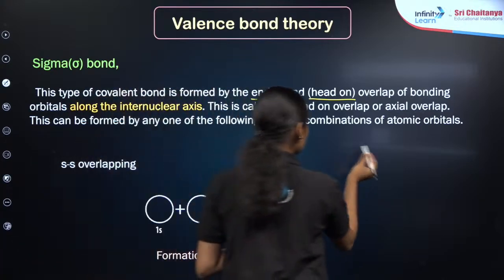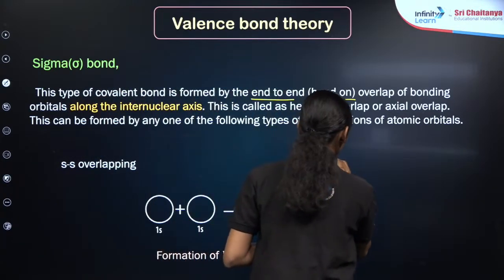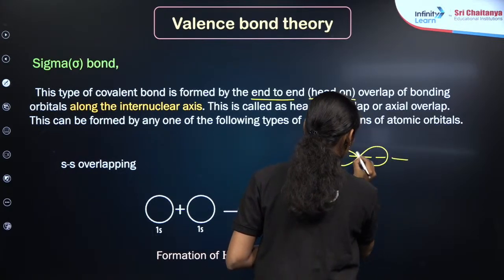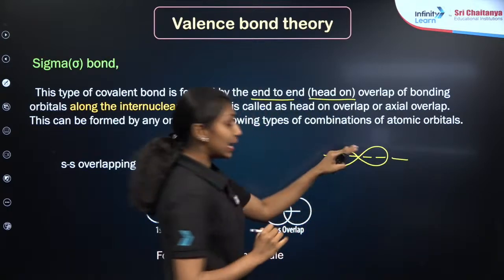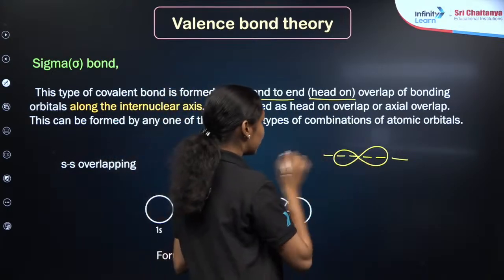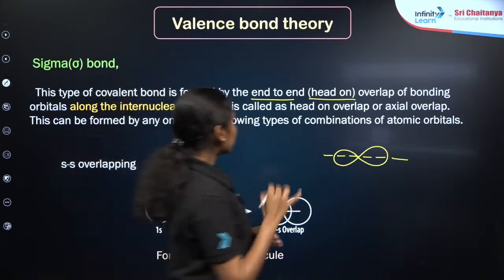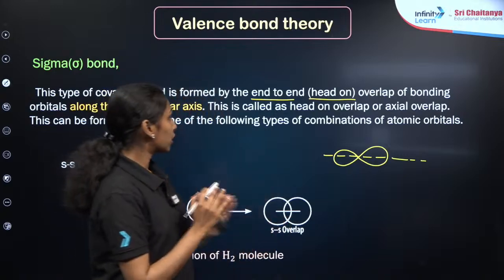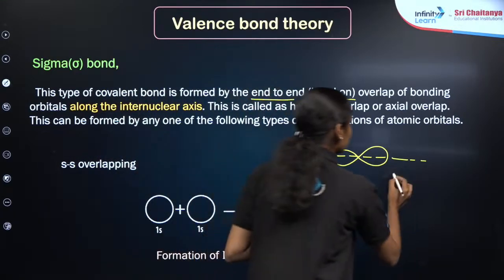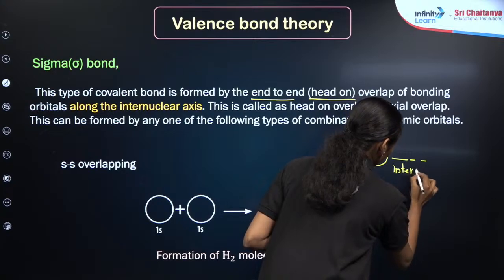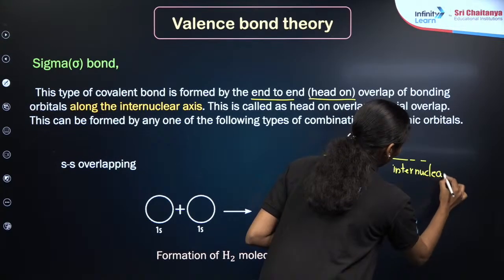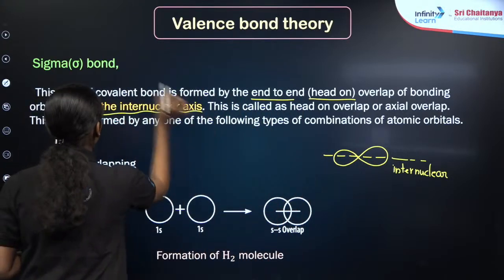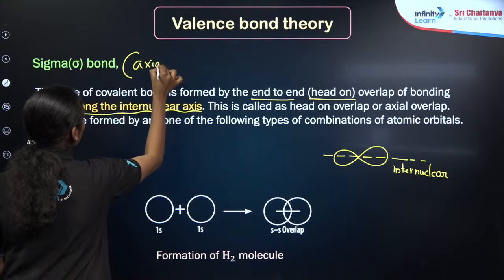For example, if I am taking this one, I am taking an example of a p orbital. If we draw an imaginary line between the orbitals, containing the nuclei, this will be called the internuclear axis, right? Internuclear axis. So overlapping will happen along the axis, or the axial overlapping happens here. In the case of sigma bond formation, the overlapping happens along the internuclear axis. That is why it is also known as axial overlapping. Clear?